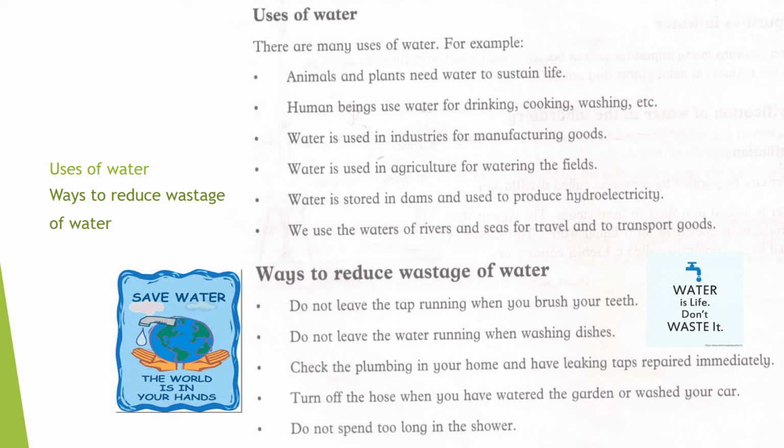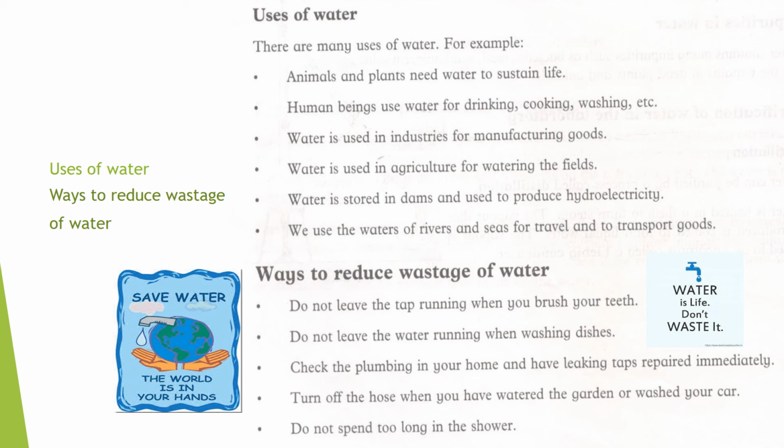Here are the uses of water. There are many uses of water. For example, animals and plants need water to sustain life. Human beings use water for drinking, cooling, cooking, and washing. Water is used in industries for manufacturing goods. Water is also used in agriculture for watering the fields. Water is stored in dams and used to produce hydroelectricity. We use the water of the rivers and seas for travel and to transport goods.